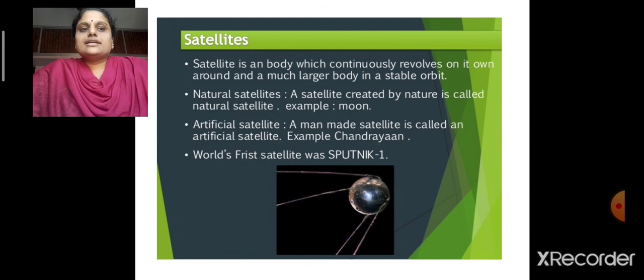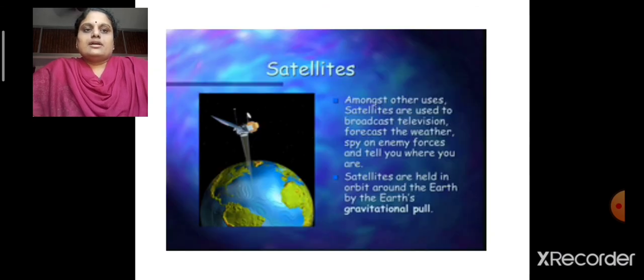There are natural satellites and artificial satellites. A satellite created by nature is called a natural satellite. An example is the Moon. A man-made satellite is called an artificial satellite. Example: Chandrayaan. And the world's first satellite was Sputnik 1. Satellites are used to broadcast television, forecast the weather, spy on enemy forces, and to tell you where you are.